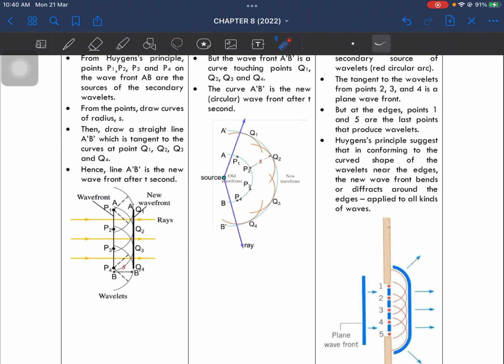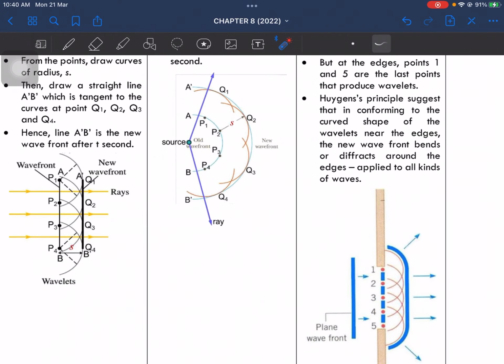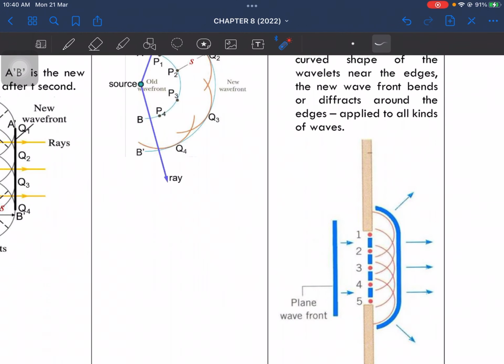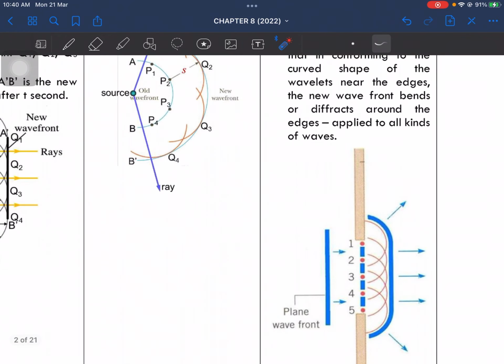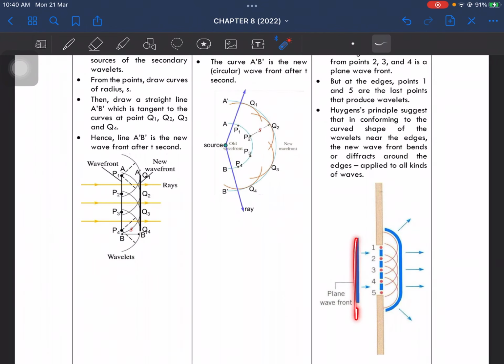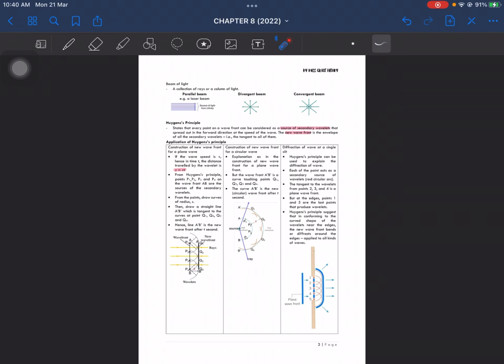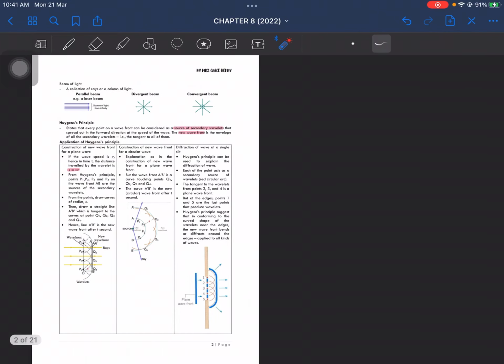But at the edges, which are points 1 and 5, are the last points that cause a production of wavelets. Huygens' principle suggests that, in conforming to the curved shape of the wavelets near the edges, the new wavefront would bend. So it won't be in a straight line, it would bend at the end here. It would diffract around the edges after it passes this single slit. That is diffraction of a wave at a single slit.